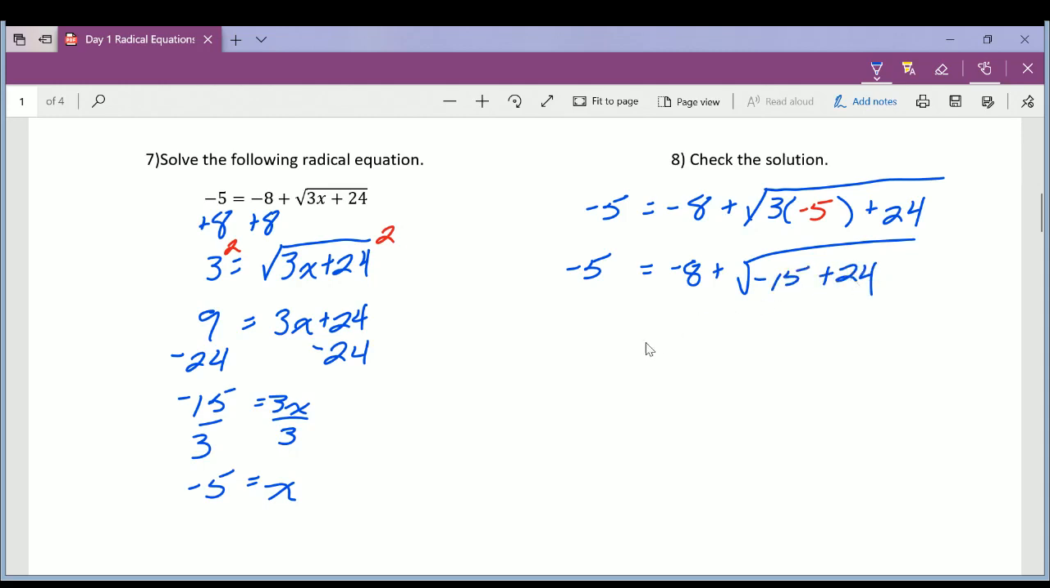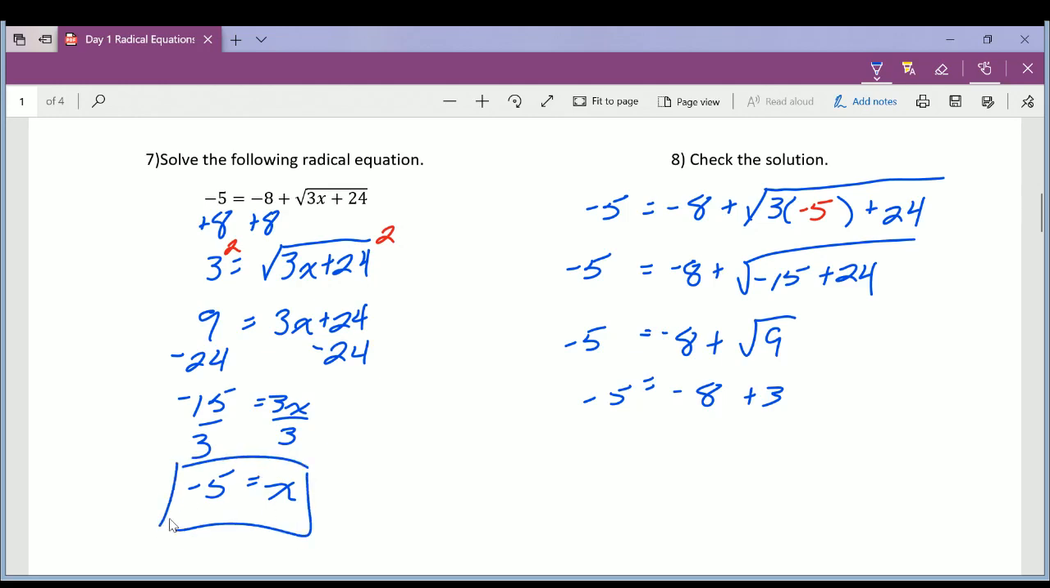24. Negative 15 plus 24 is 9. And the square root of 9 is 3. And negative 8 plus 3 is negative 5. So it checks out. Our answer here is an x that equals negative 5.